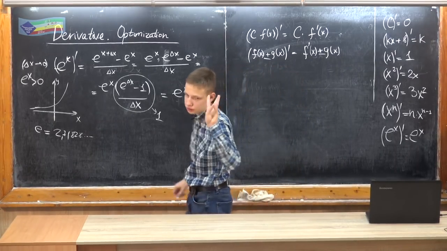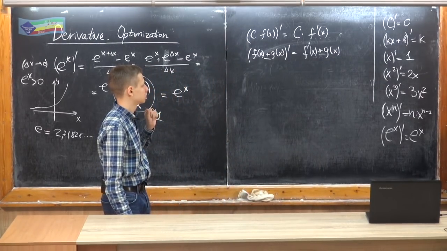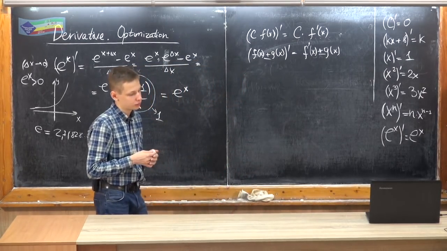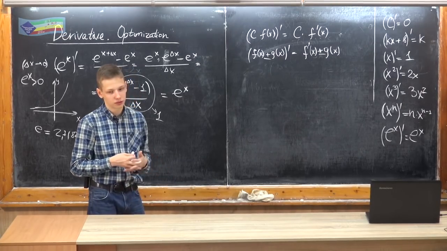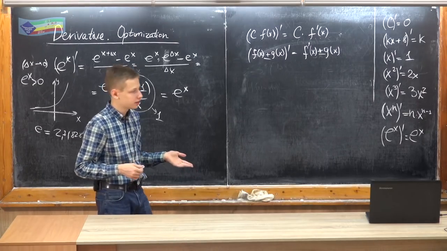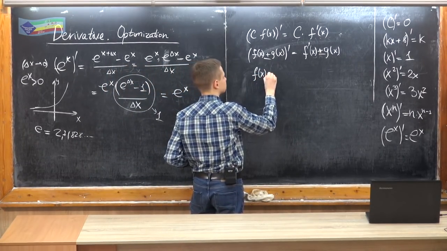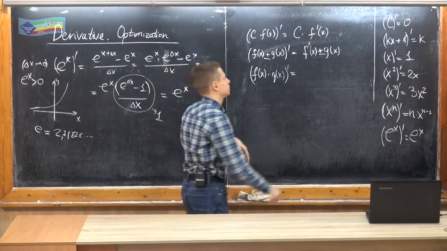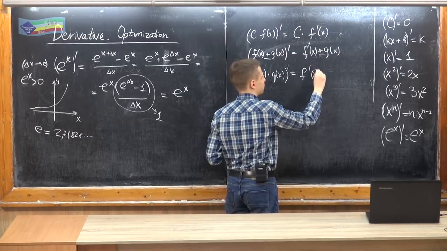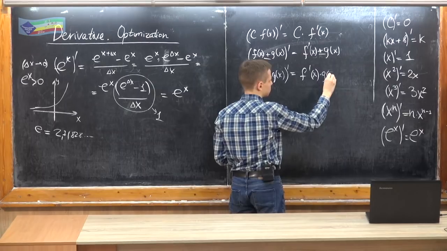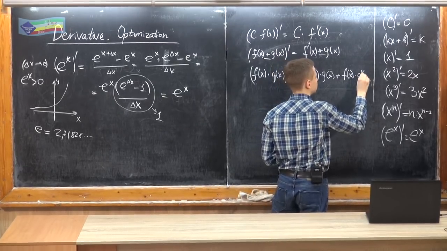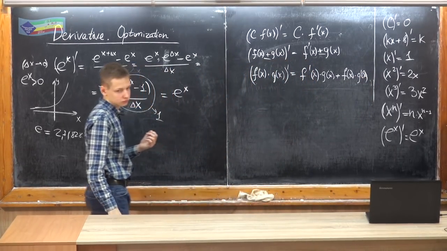And finally, we have three more rules, which I'll just write down without proof, because proving them is quite hard without knowing all the mathematical background and all the theorems. So I'll write down the multiplication rule. The derivative of the multiplication of two functions is equal to the derivative of the first function multiplied by the second function plus the first function multiplied by the derivative of the second function. Right?